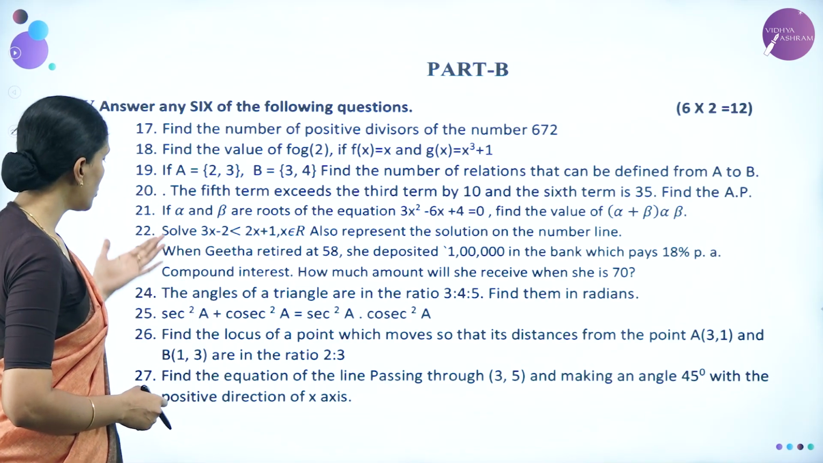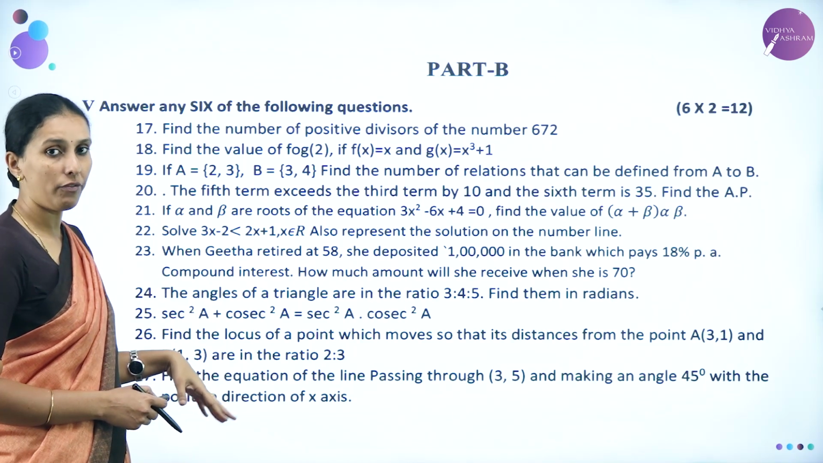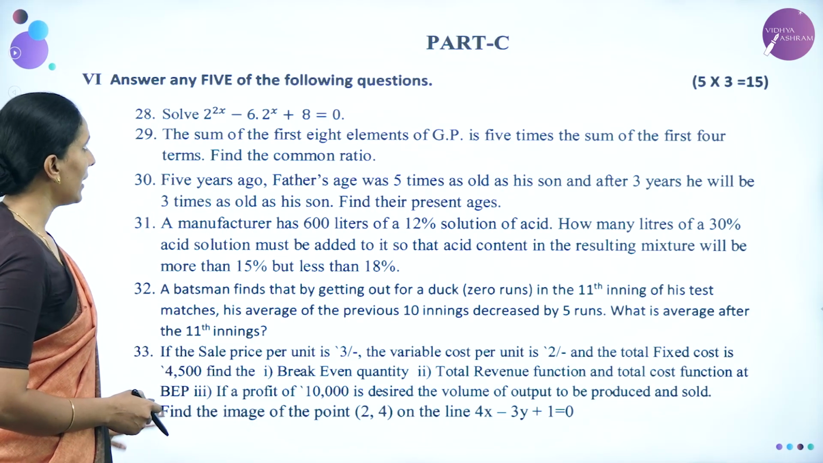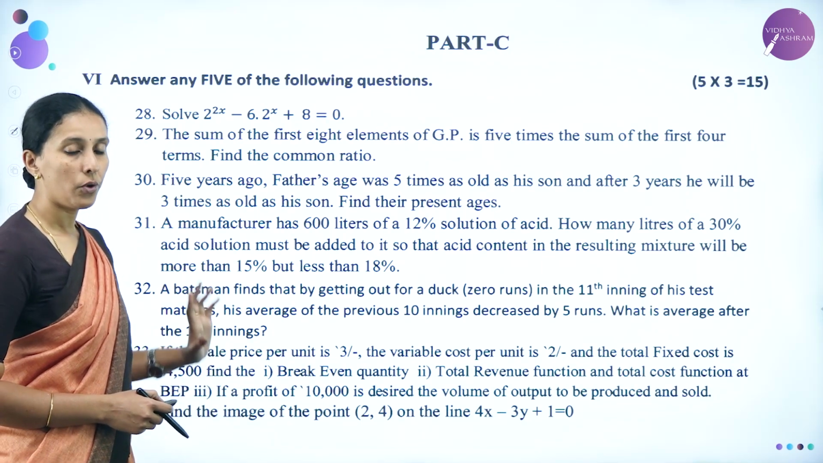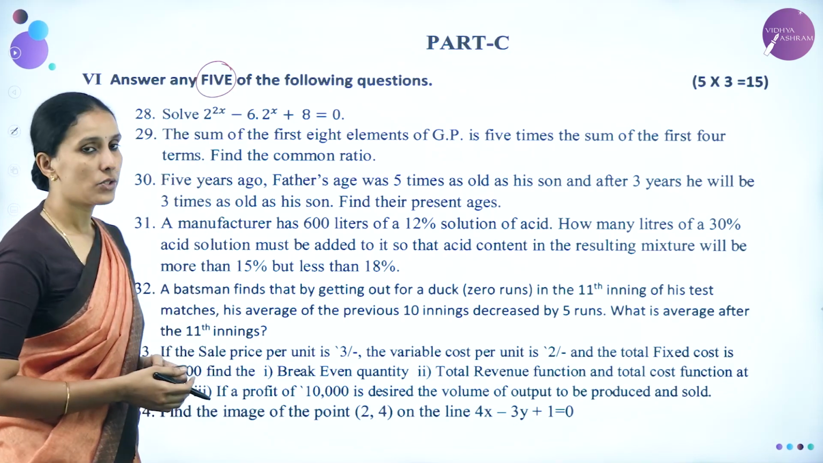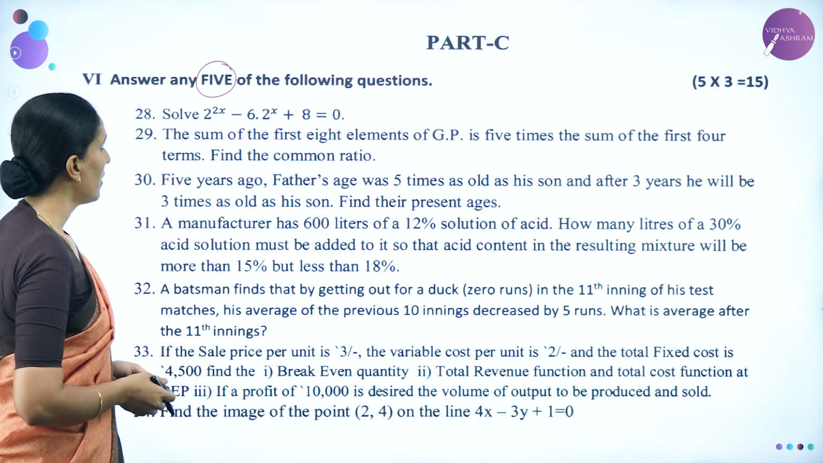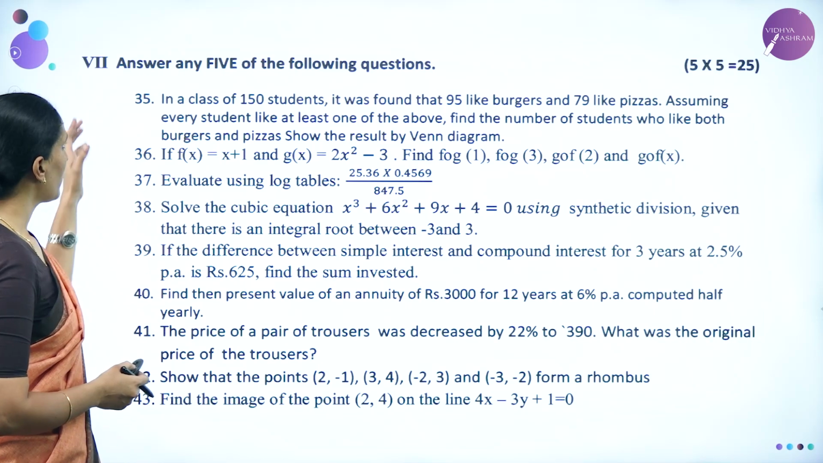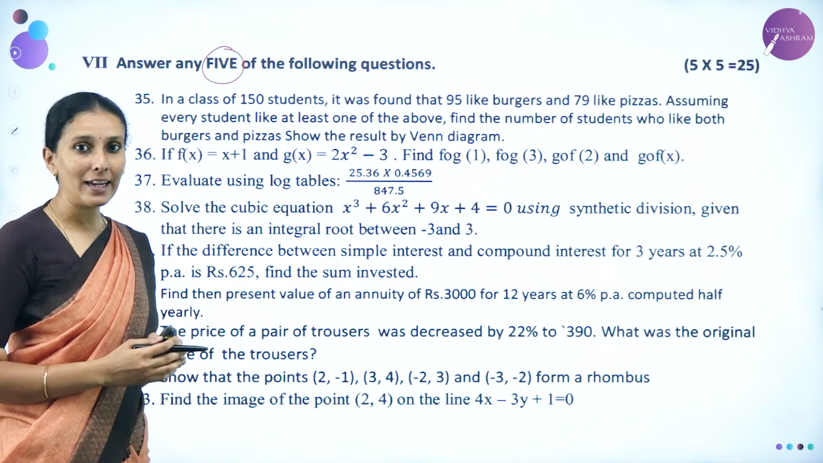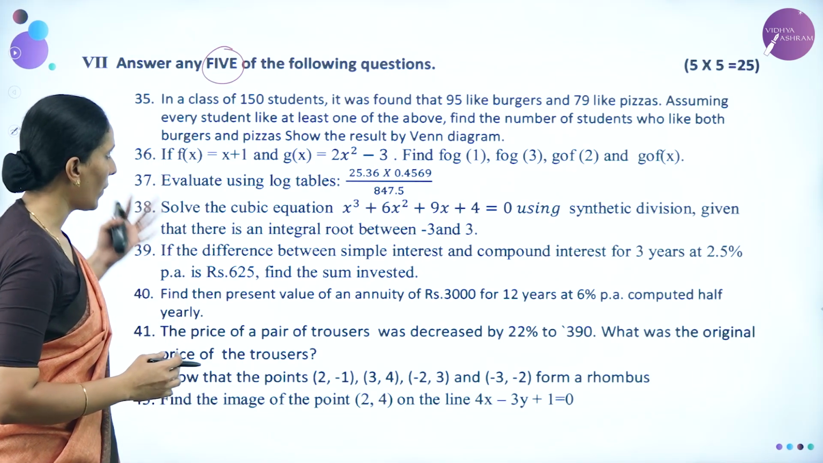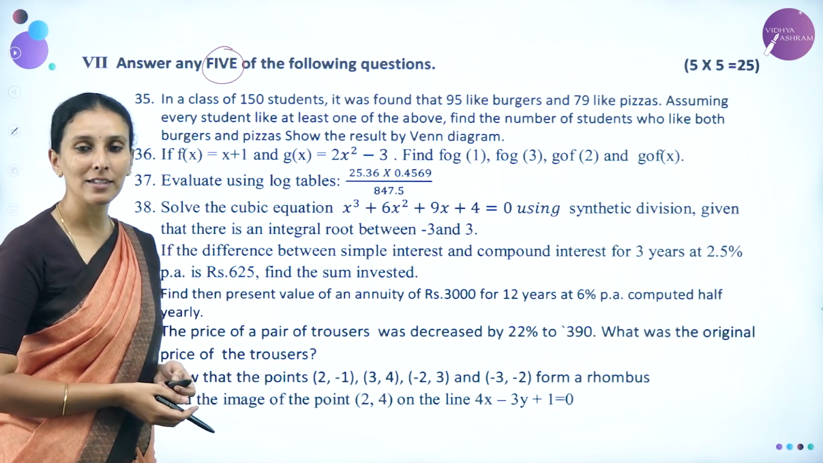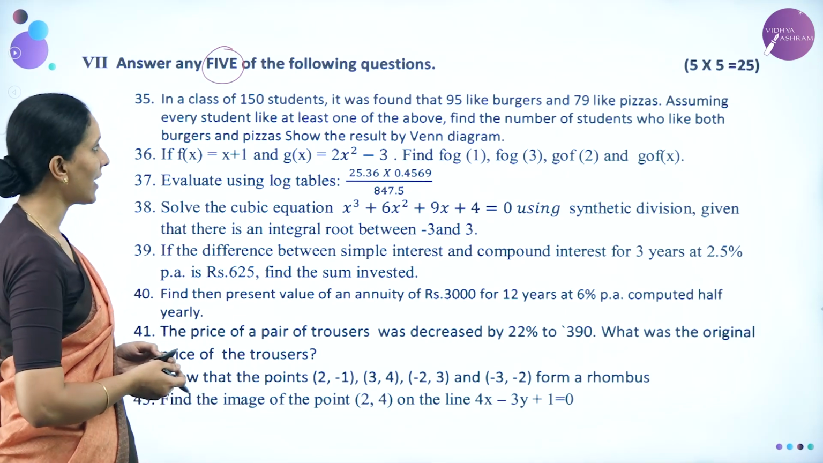Next, under the part B section, you can clearly see you will be having 11 questions, but you can choose any 6 questions out of 11. Next, under the part C section, they'll give 7 questions. You are supposed to answer any 5 questions out of these, which carries 15 marks. Under the part D section, you can answer any 5 questions. They'll give you 9 questions. Choose any 5 questions whichever you feel easy and attend those. So maximum you can attain 25 from this section.